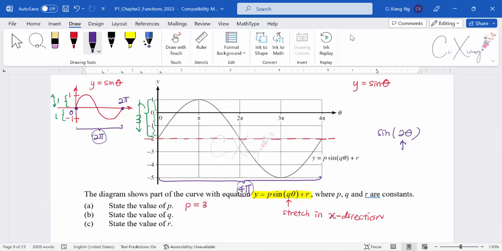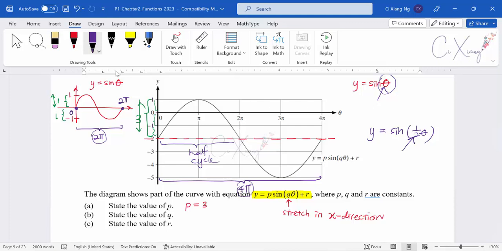Sorry, I think I mentioned it wrongly. It shouldn't be sine 2 theta. It should be the other way around. The original graph here is actually 2 pi for one cycle. And then after the transformation, we have only one cycle in 4 pi. That means in 0 until 2 pi, we have only half cycle. So if we want to rephrase it in terms of equation, it will be y equals sine half theta. Okay, so from originally 2 pi having one cycle, it becomes 2 pi with only half cycle.